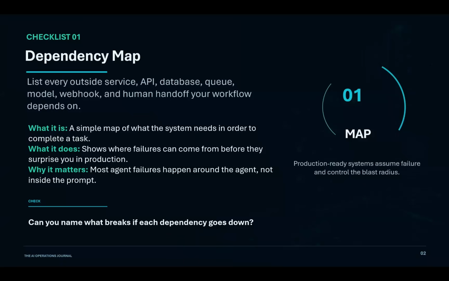For example, if your system, your agent, depends on an external CRM, or Stripe for payment processing, and then Stripe goes down or the CRM goes down, your system is not going to be able to complete that task. And then from there, you know you have to implement a mechanism to handle that.